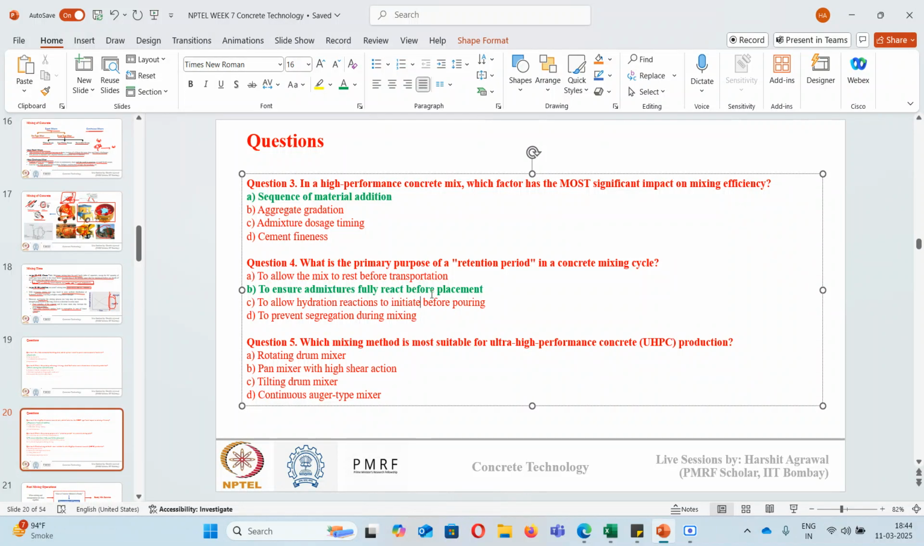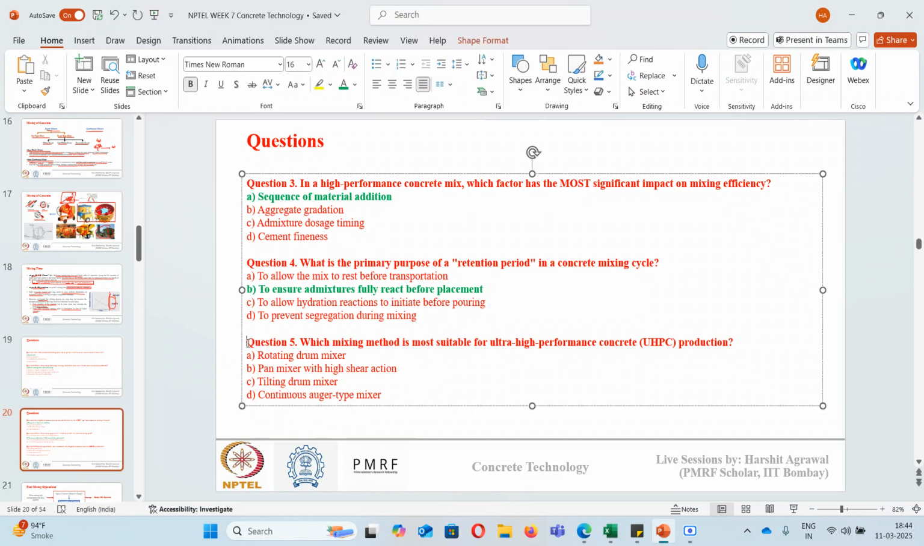That's why generally when we are using a superplasticizer, there is something known as retention period also, that helps us to see how workable my concrete is becoming, as it allows my SP to disperse and react with cement properly.